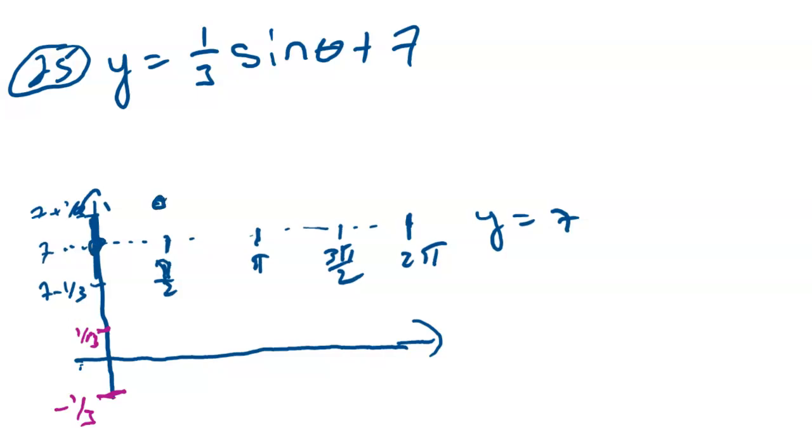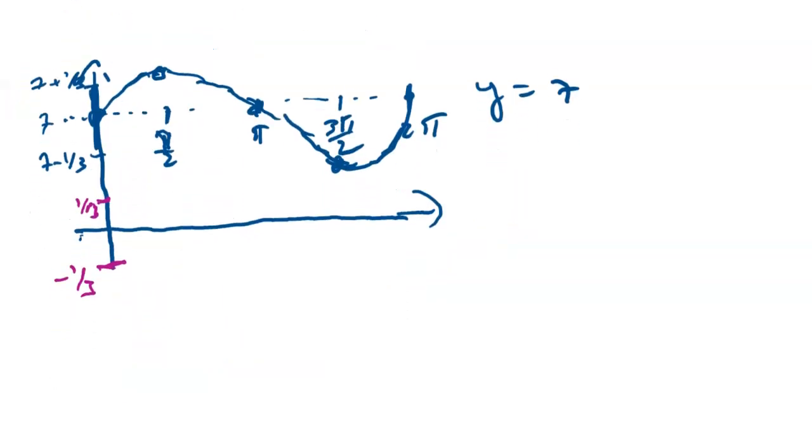So here is my awesome sine graph. Whee! Again, it's my sine graph that's been shifted up 7 units and has an amplitude of 1/3. Why is it 1/3? I don't know. Jerks, is what it is.